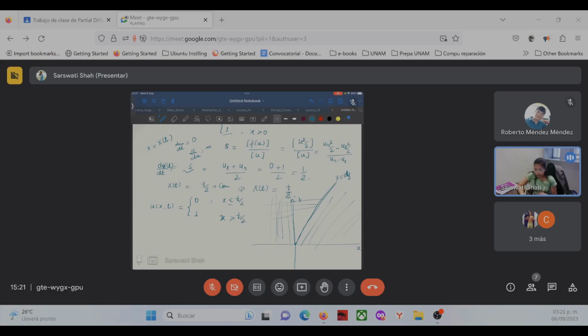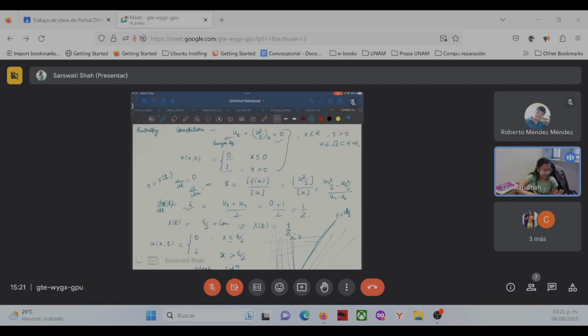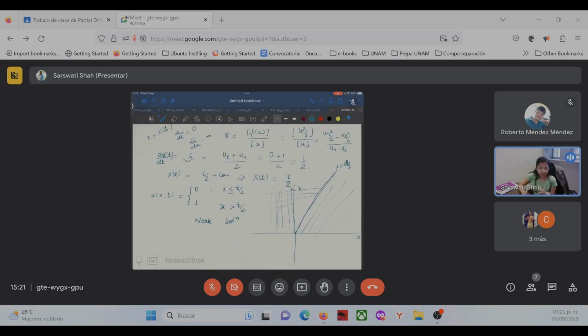No, because the left-hand limit and right-hand limit are going to be different at t/2. So this solution is not continuous. So this is a weak solution. We know that this has a continuous solution, but just forget for a while that you know anything. So this is a weak solution.